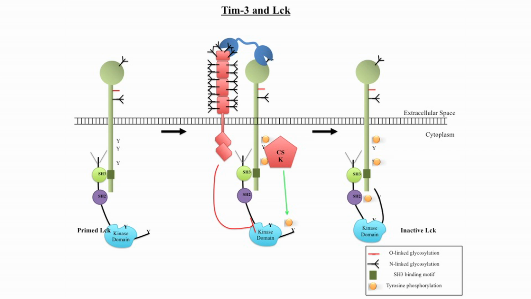So the working model is that galectin-9 binds to TIM3, it gets phosphorylated. CSK will phosphorylate the inactive LCK form. CD45 then will also be recruited and will be involved with dephosphorylating the rest of the T cell receptor.